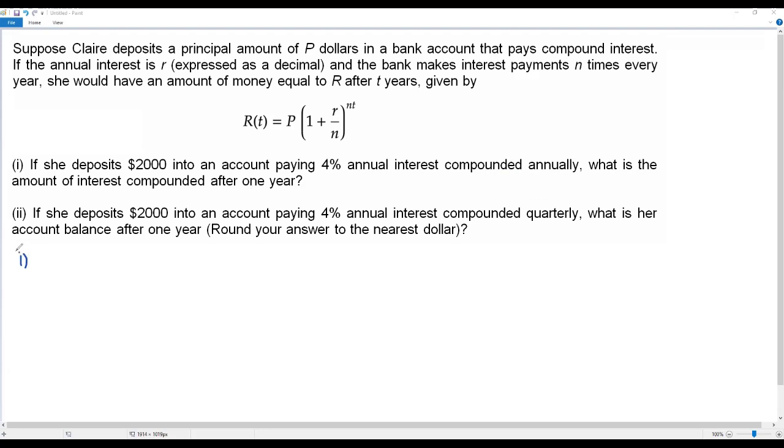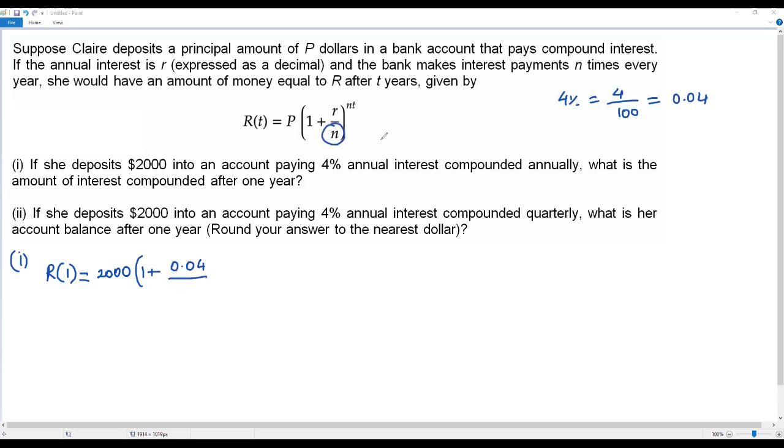Okay, now let me answer the first question. So let me use the formula we have over here, that is A of T. In this formula for T, I'm just going to plug in 1, because they're asking us to find the amount after 1 year, which is equal to P, the principal, that is the initial deposit. So here it's $2,000. We can write 2,000 times 1 plus R, the rate of interest. The rate of interest is 4%, but it has to be expressed as a decimal. So when I convert 4% to a decimal, first we write 4% as a fraction, 4 over 100. When I divide 4 by 100, I get 0.04. So the value of R in decimal is 0.04, divided by N.